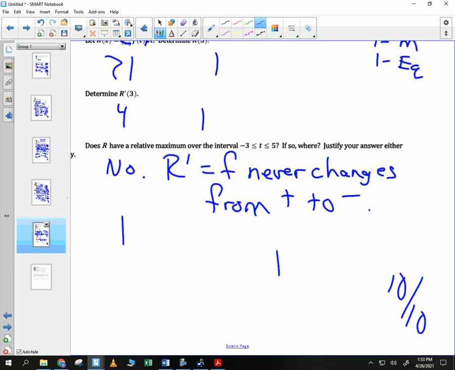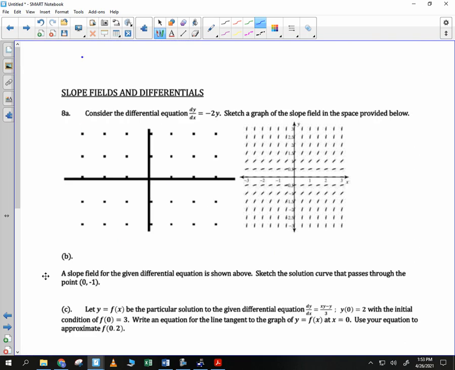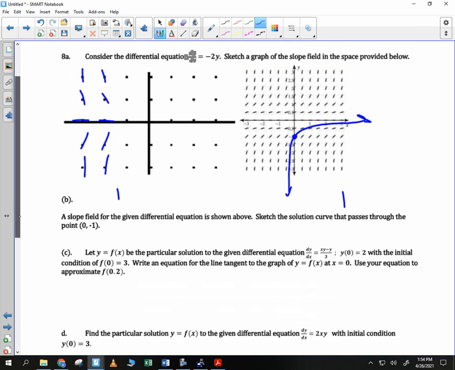Last one. So I basically that all the way across. Oh, it does. Yes. 1 point for that. Sketch the solution that goes through 0, -1. So I'm looking right there. So I want to follow kind of the slope from there. So you should have something that looks kind of like that. That'll be 1 point for that. Oh, through the point.